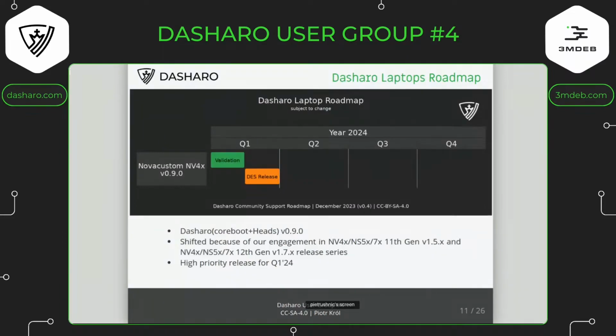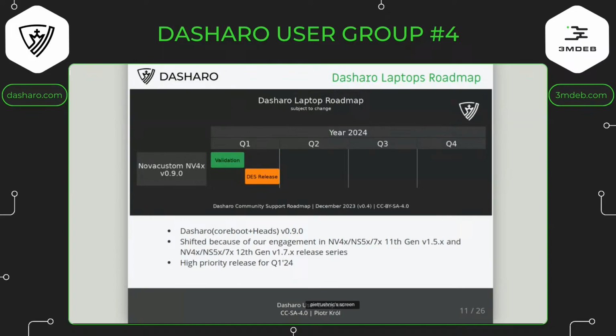In the case of laptops, we planned Dasharo coreboot plus Heads for Q4 2023, but we shifted that because of the delay and hotfixes related to the 11th Gen and 12th Gen release series, for which 1.7.2 and 1.5.2 will come soon, probably before Christmas. So I guess the final version of hotfixes for this series is in preparation right now, and that's why we delayed the Heads version. I guess Wessel will also talk about that in his presentation.